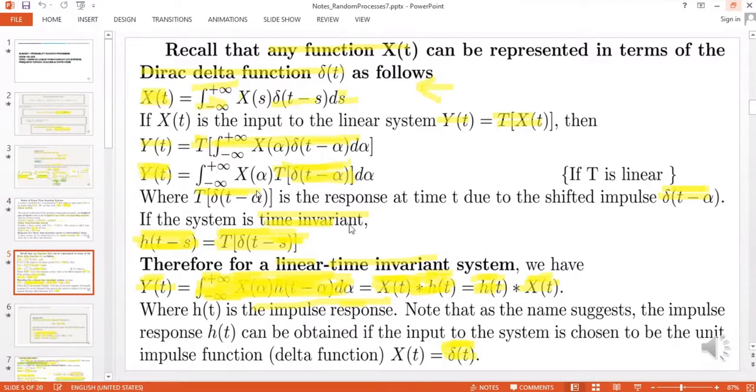So if the system is time invariant like this, the same thing is proven as earlier, because if you want to calculate for a different time, you just replace the time in the output. Therefore, for the linear time invariant system we have y(t) equals the integral from minus infinity to plus infinity of x(alpha) h(t minus alpha) d alpha, that is the convolution of the impulse response h(t) and the input x(t), and the convolution is defined in terms of integration.